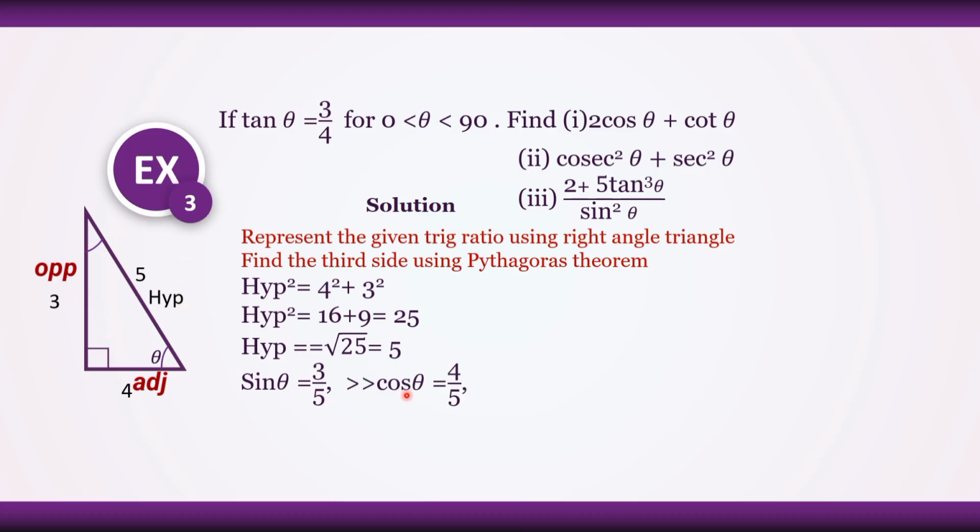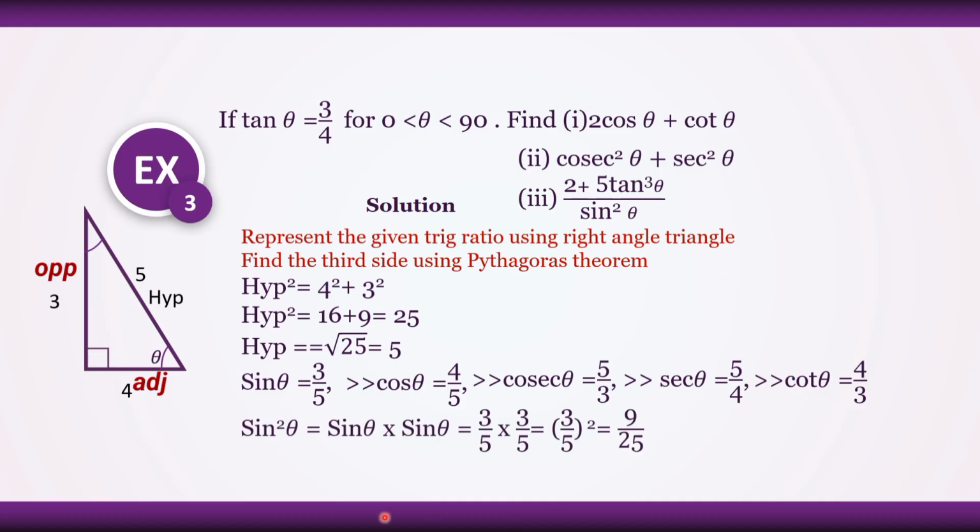Now we have cos theta. Here will be adjacent over hypotenuse. That is 4 over 5. The next one is cosec theta. Cosec is the inverse form of sine. So we can find the inverse of sine, and that is 5 over 3. Now we have sec is the inverse of cosine, and that is 5 over 4. Now we have cot theta is the inverse of tan, and that is 4 over 3.